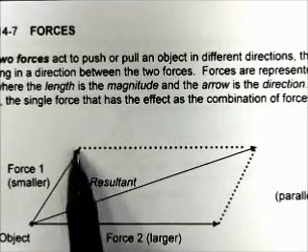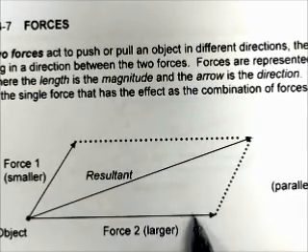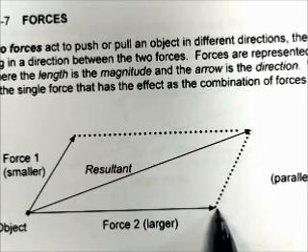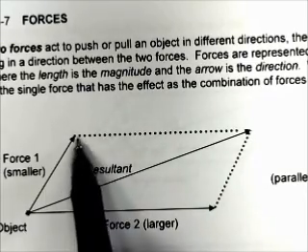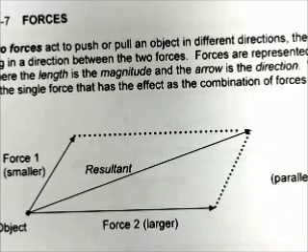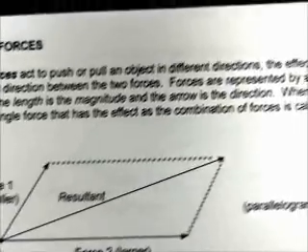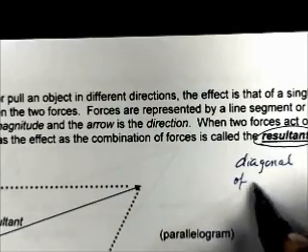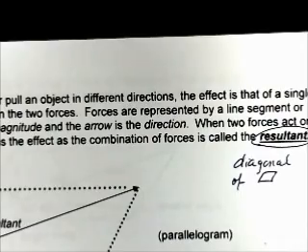Now, whenever you see the word forces, you're going to draw a representation of it. The representation originally starts like this. You have your larger force, which would be a longer segment, and the smaller force, which would be a shorter segment. And then you're going to create a parallelogram out of this. The resultant would always be the diagonal of the parallelogram. All right, the resultant is always going to end up being the diagonal of the parallelogram.